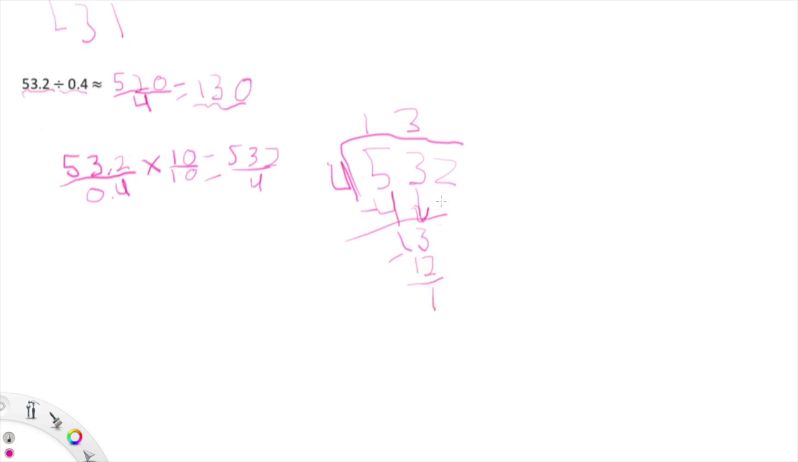And then that's 1. And then we're going to drop the 2. And like I just said, 4 goes into 12 3 times. And then that's 0. So the answer is going to be 133, and our estimate is very close to 133. It's only 3 off. And so that is a reasonable answer.